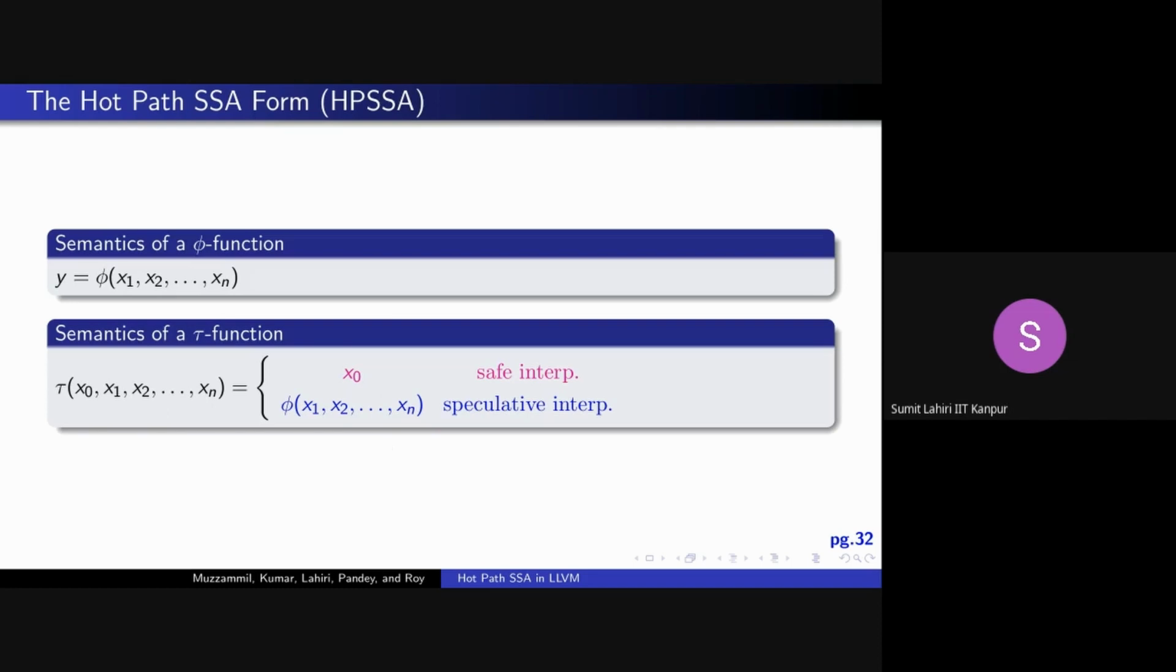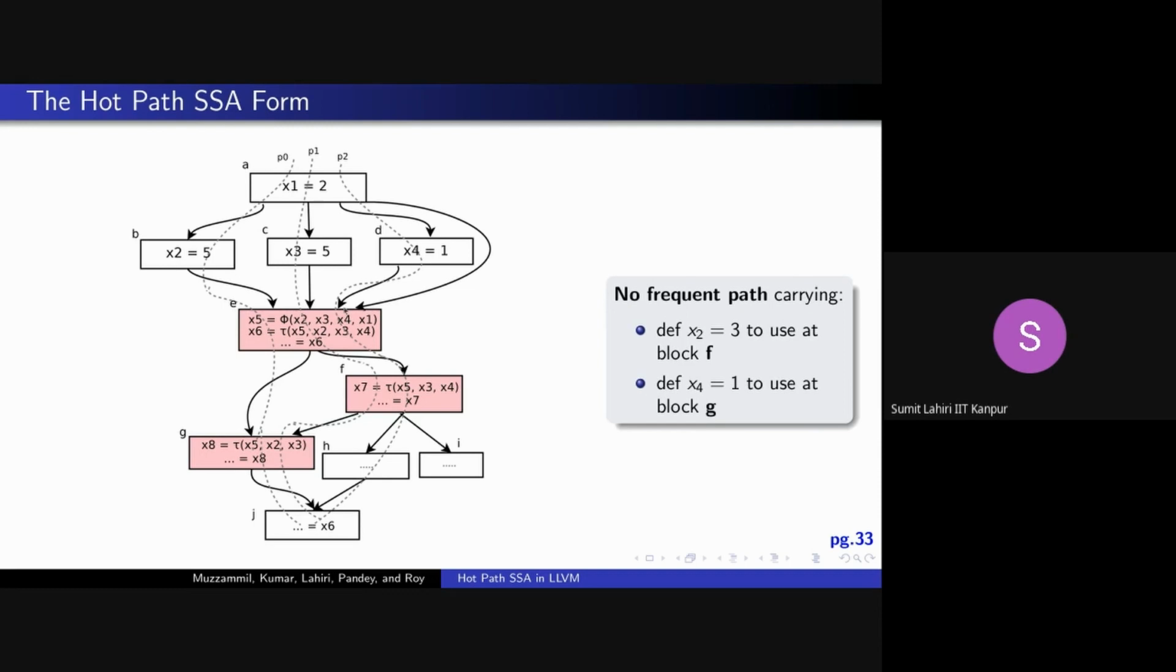So that's the difference between the semantics of the phi function and the tau function that we have inside of HPSSA. Over here, I show an example program. I show the frequently executed paths, or hot paths, as dotted lines. These gray dotted lines show the sequence of basic blocks that form the hot path. In this basic block, we have x5, which is the phi over x2, x3, x4, and x1.